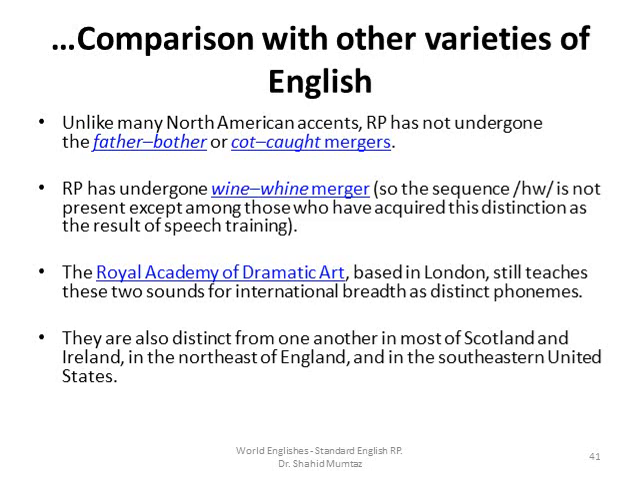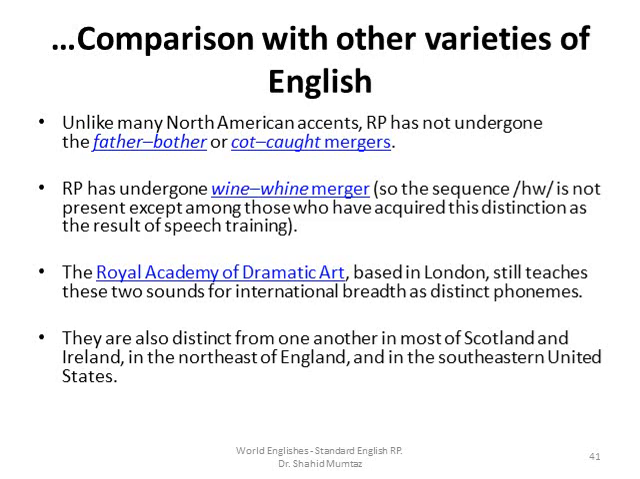RP has undergone the wine–whine merger, although the sequence, the symbol HW, is not present except among those who have acquired this distinction as the result of speech training. This sequence of H and W is not there. Only people who have speech training have this sequence of HW. Otherwise, it has already been merged in RP as well.